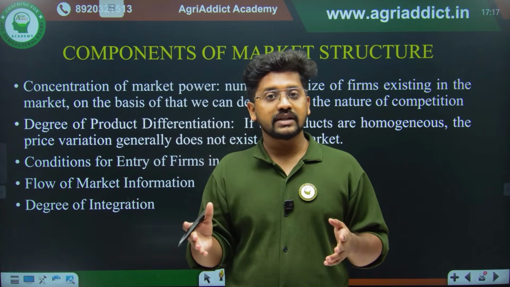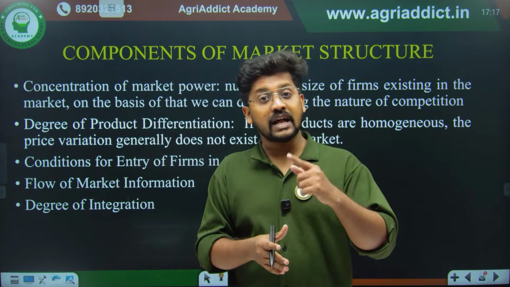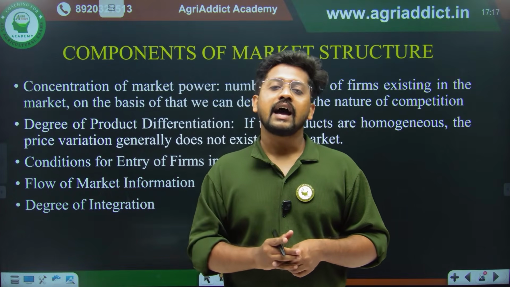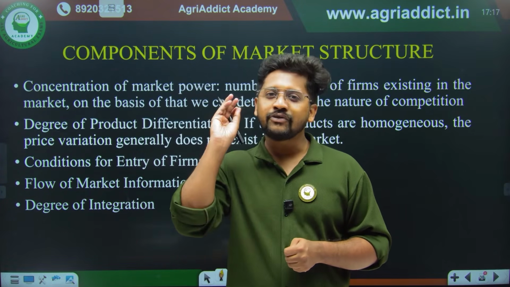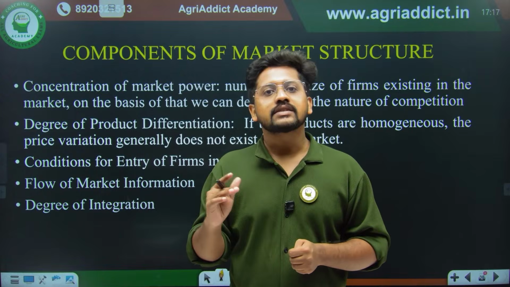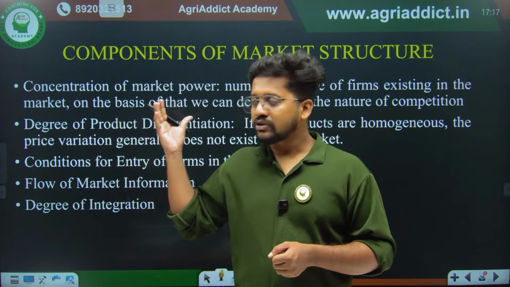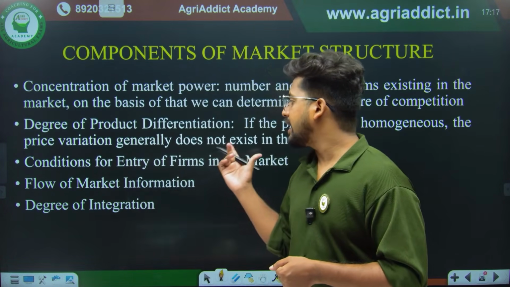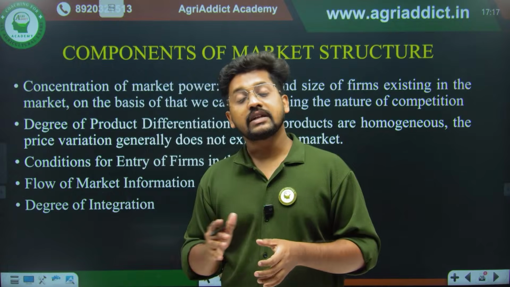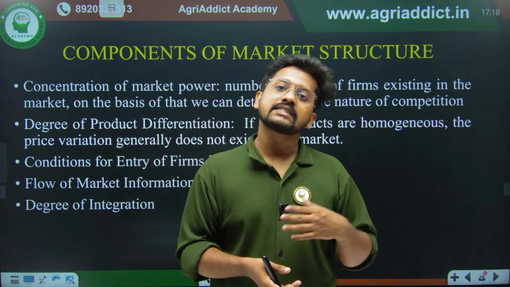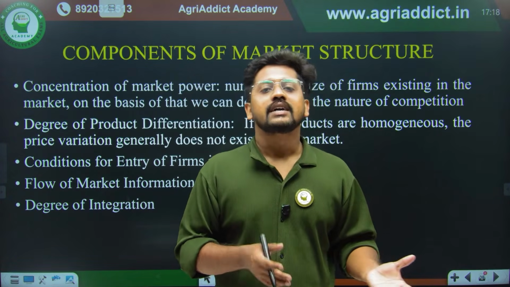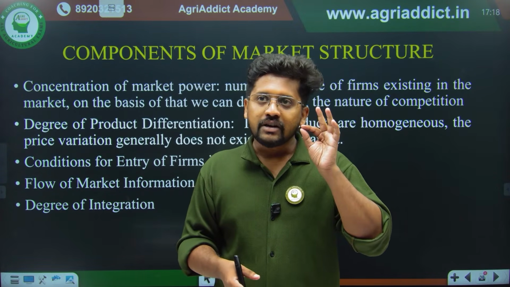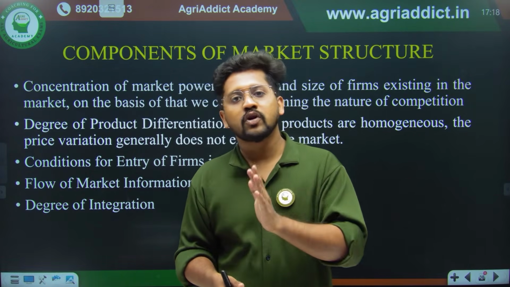If it is heterogeneous, I can say that it can be an imperfectly competitive market if there are more sellers and buyers. But if there is only a single seller and the product is infinitely heterogeneous, so that nobody can even imitate it, such a market is none other than our monopoly, right? So the degree of product differentiation is affecting the market structure. Then the conditions for entry of firms in the market, whether there are some barriers or not. If there are no barriers, we can say it is a perfect market structure, right? If there are barriers, we can say it is an imperfect market. If there are absolutely infinite barriers and you cannot even enter, you can say it is a monopoly market, right?